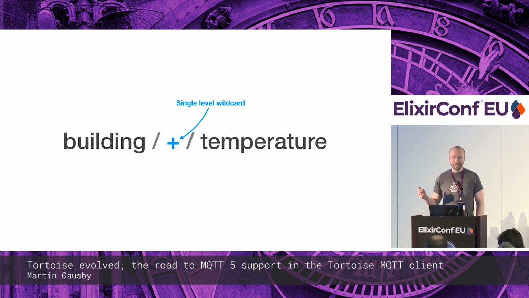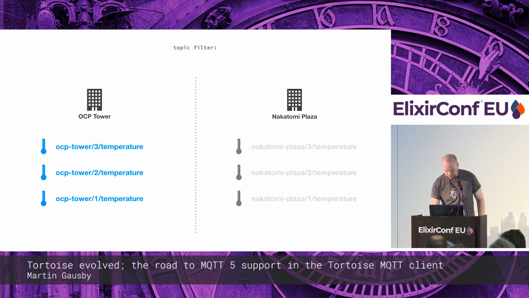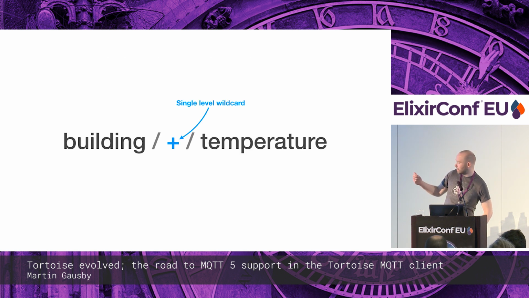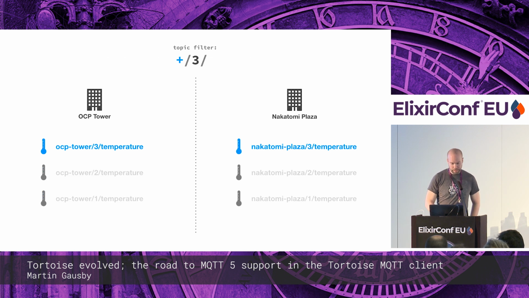I can use single level wildcards. These are like pattern matches. The plus matches on one level. So in this case, if I write a topic filter like this, we would get all the floors from the OCP tower of the temperature. And if I write like this, I will get all the sensors on the third level in both buildings, because I match on building and temperature sensors.